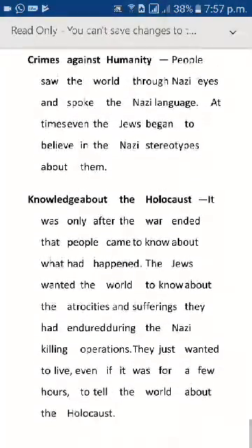Then the knowledge about the Holocaust. It was only after the war ended that people came to know about what had happened. The Jews wanted the world to know about the atrocities and suffering they had endured during the Nazi killing operation. They just wanted to live, even if it was for a few hours, to tell the world about the Holocaust.